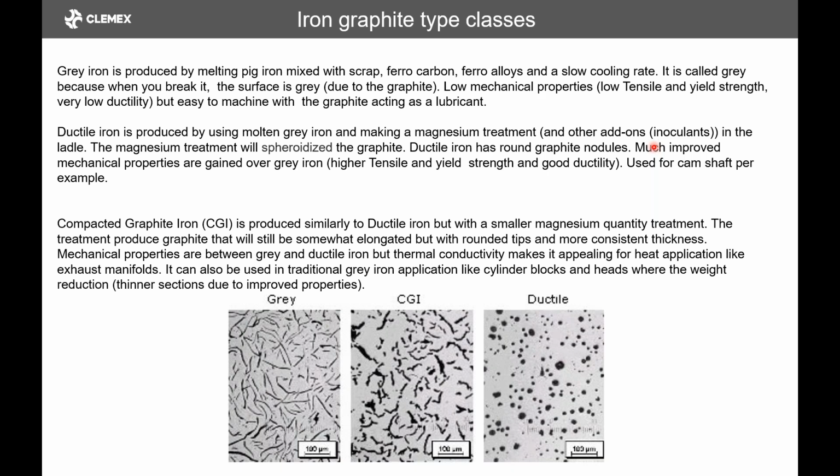Ductile iron is produced using molten gray iron. The idea is that you make a magnesium treatment to it to turn the gray flakes into nodules. So we'll see that a bit later on. Now the benefit of ductile iron is that you have a much higher tensile and yield strength, and a good ductility, hence the ductile iron. So one application is for camshafts, for example, where the wear of the cam is there, but also the flex because it's not too rigid.